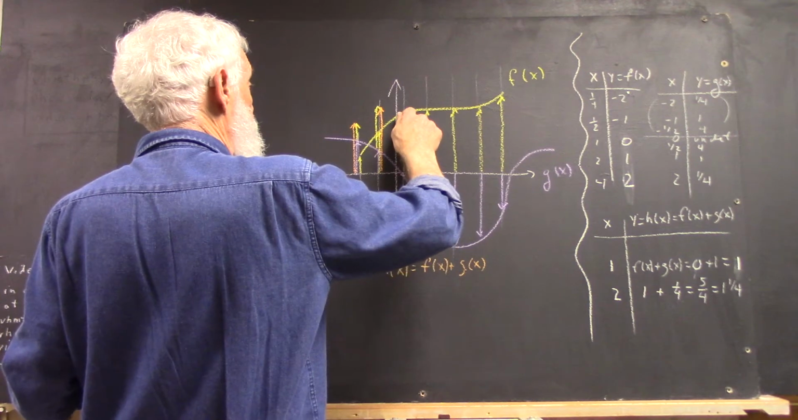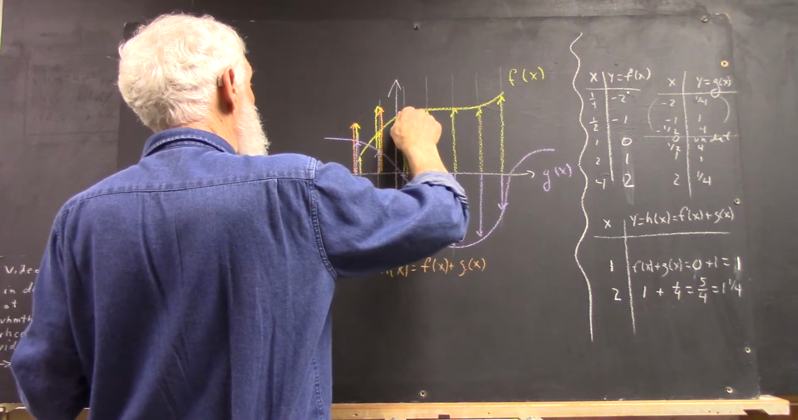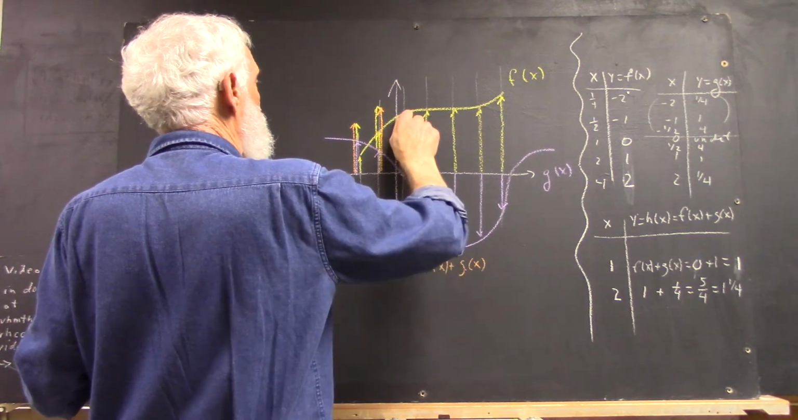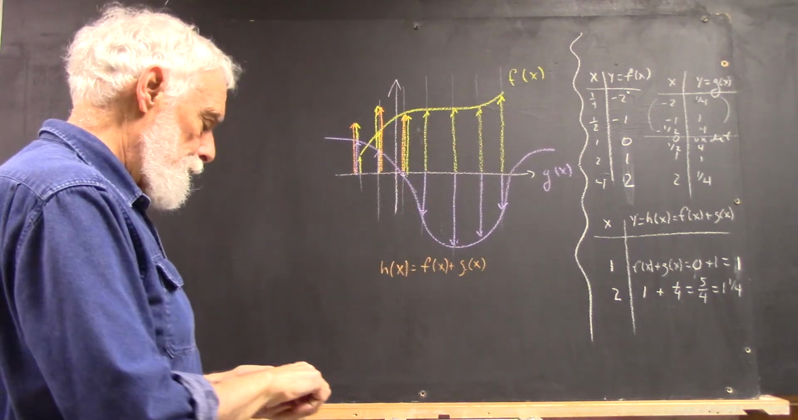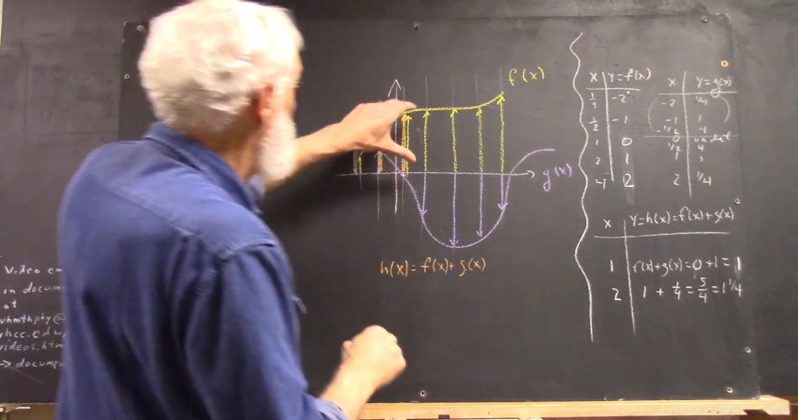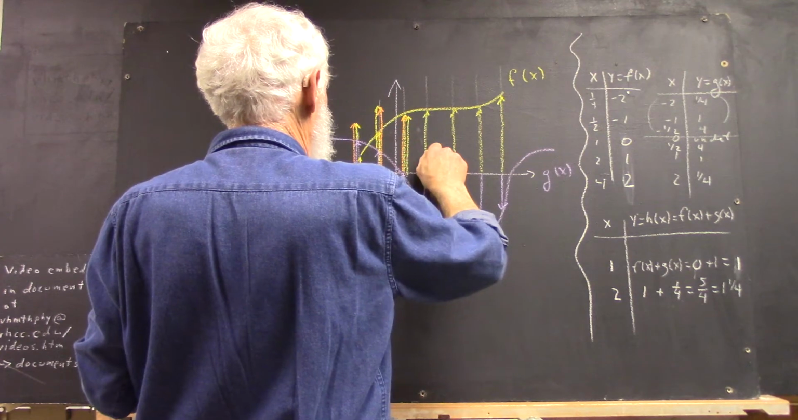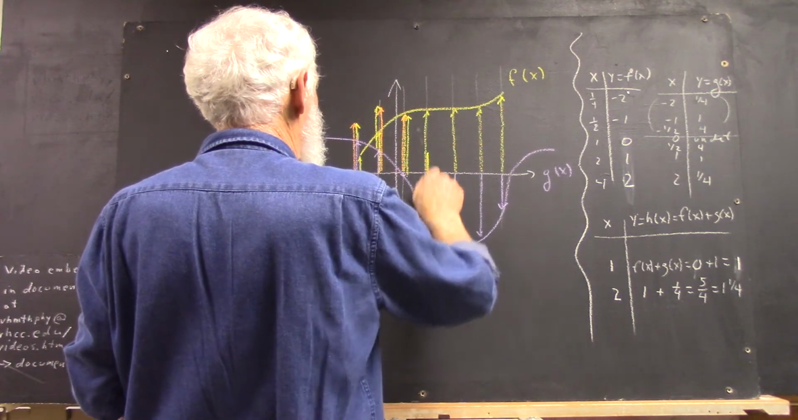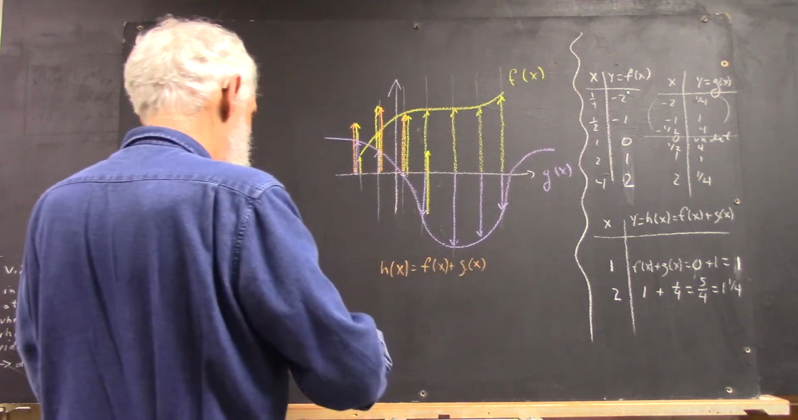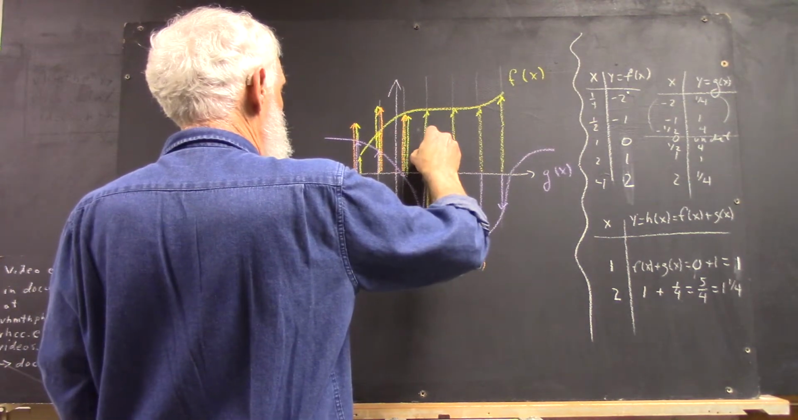Okay, so now we have an h of x arrow that looks like this. And then we just continue doing the same thing. Putting this arrow on top of this one gives us an arrow. Comes up to here. So here's our h of x.